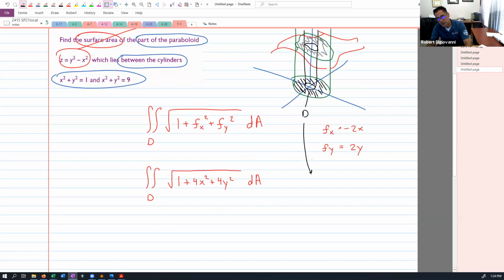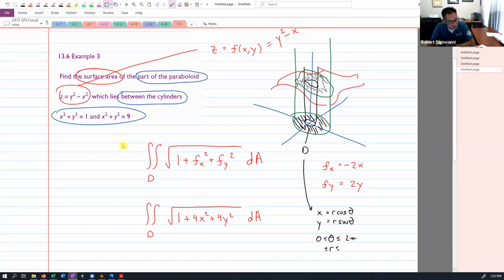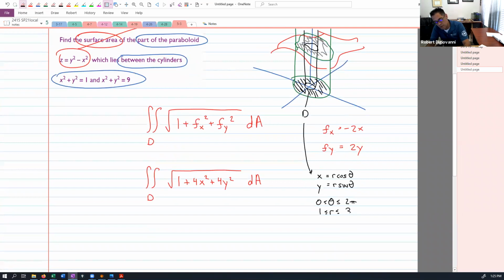So D, the way I can express it is I can make a substitution to polar. X is going to be r cosine theta, y is going to be r sine theta. Now let's discuss the restrictions on theta and r. We want to go all the way around, right? So 0 to 2 pi. And our radius, this one's a little tricky. What's the radius here? The inner one has a radius of 1. The outer one is radius 3. So I should stick between 1 and 3, shouldn't I?